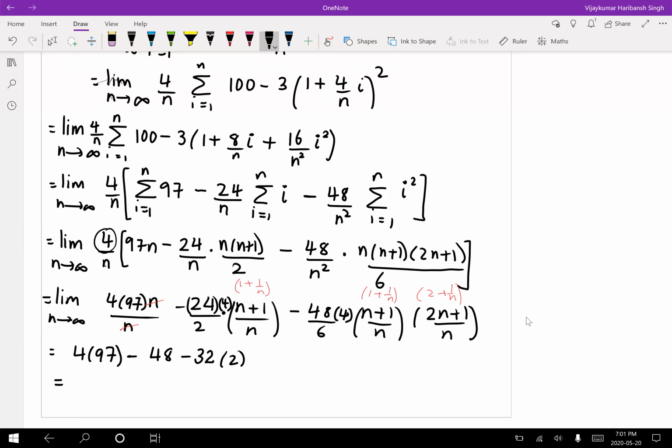And then what do we get? We have 4 times 97, which is going to be 400 minus 12. What is 400 minus 12? 388. Minus 48 minus 64. So 388 minus 48 minus 64 is going to be 112. And then you can see when you subtract, it's going to be 672. So 672 square units.